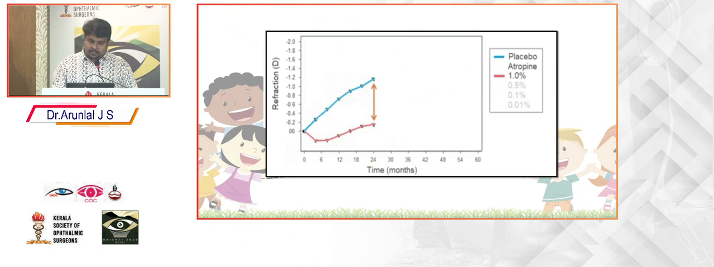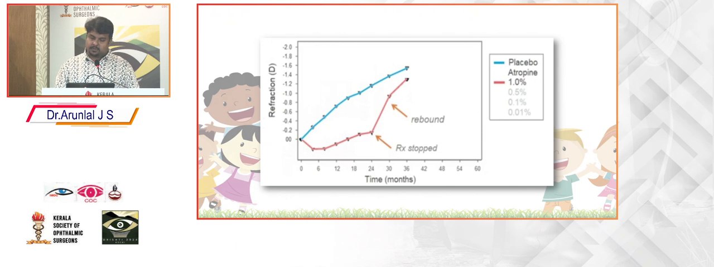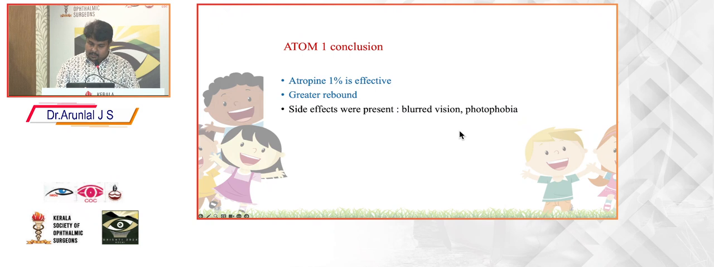At the end of 2 years, what they observed is there is a huge difference in the refractive change with 1% atropine. At the end of 2 years, they stopped atropine and did not use any drug for 1 year. That is the washout period. But at the end of 3 years, in the washout period, they found that even with atropine 1%, we got a huge effect within the first 2 years, but there was greater rebound. So, in conclusion, atropine 1% was effective, but there was great rebound with some amount of photophobia and blurring of vision.